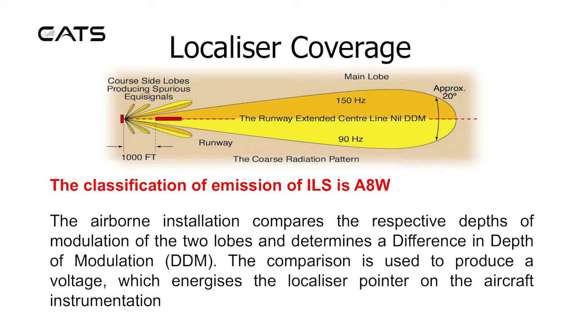Localiser coverage. The classification of emission of an ILS is A8W. The airborne installation compares the respective depths of modulation of the two lobes of 150 Hz and 90 Hz, and determines a difference in depth of modulation. The comparison is used to produce a voltage which energises the localiser pointer on the aircraft instrumentation, indicating whether you are left or right of centreline.